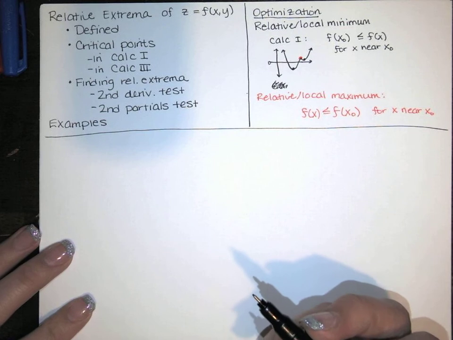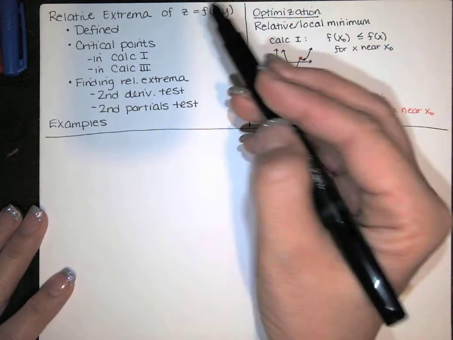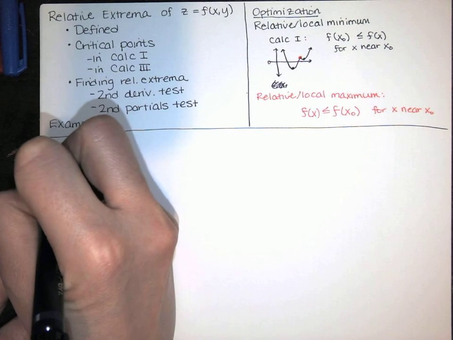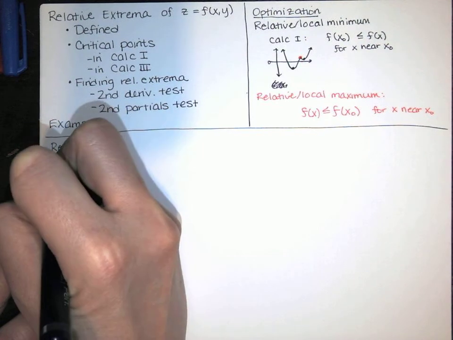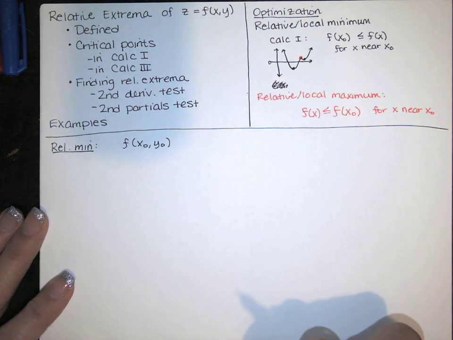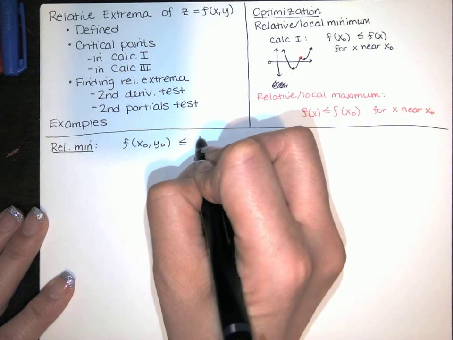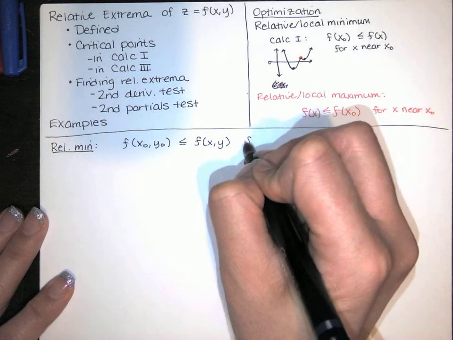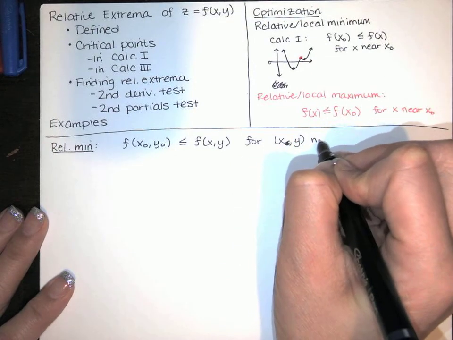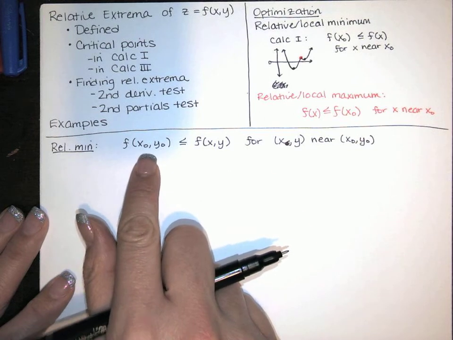Well, with functions of several variables, the idea is exactly the same, except instead of looking at y values and comparing them to other y values nearby, we're going to look at z values and compare them to other z values nearby. So a relative min for a function of 2 variables is just a z value. Maybe it's a z value that occurs at x naught, y naught. If this z value is less than or equal to all of the other z values nearby, let's say for x, y near x naught, y naught, then this number is a relative min.